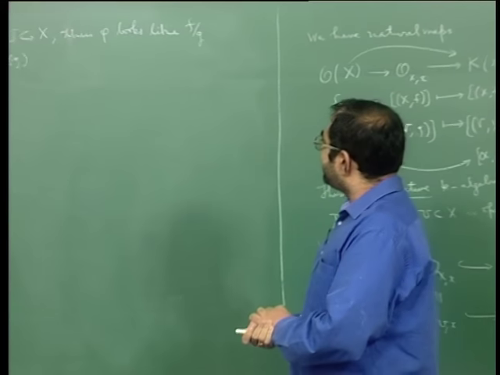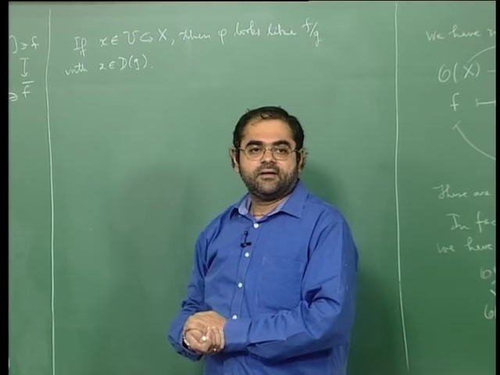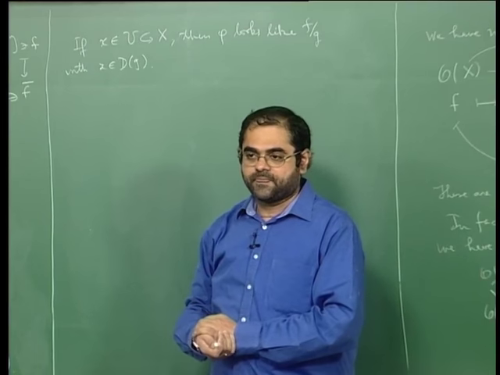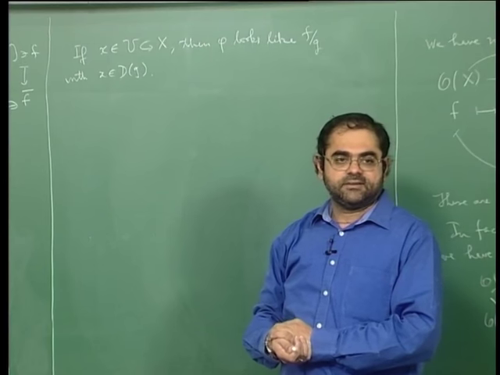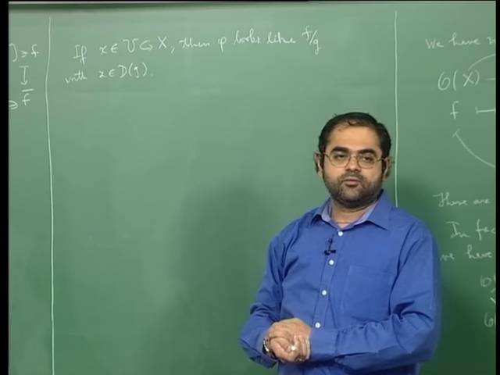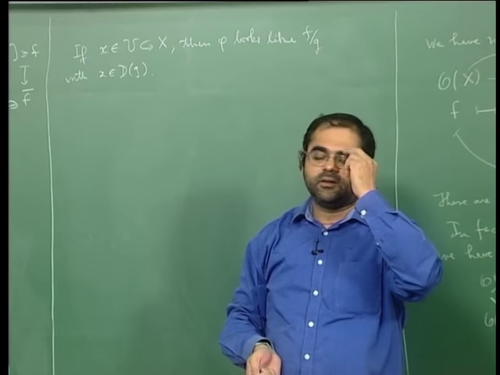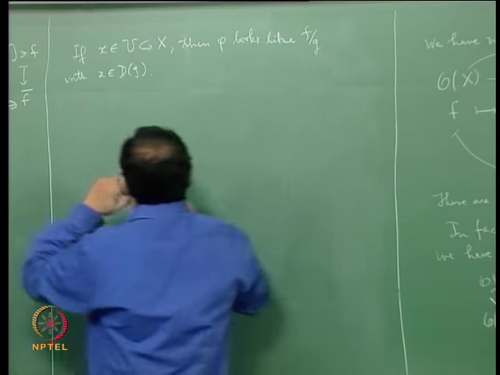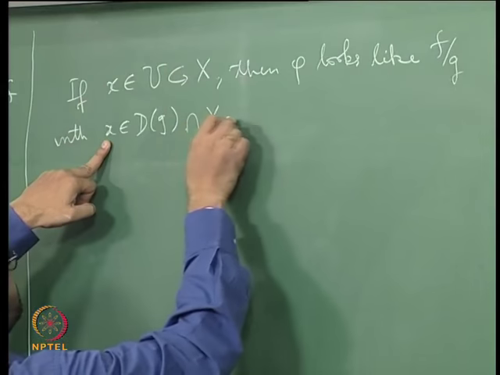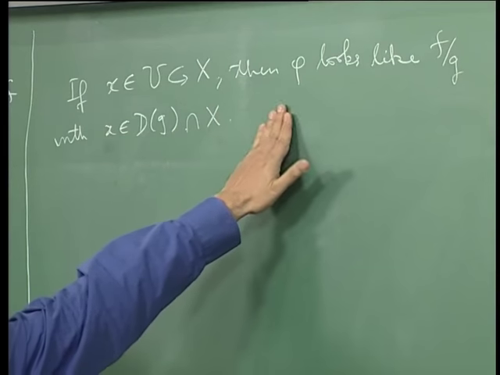So phi looks like f by g means the function phi from U to k can be identified with the function f by g, which is also defined on an open neighborhood of the point x to k. And of course, that open neighborhood should be a neighborhood where g doesn't vanish, so it has to be in D_g. Of course, x is in D_g intersection X, which is an open neighborhood of small x in capital X. This is just the definition of regular function.